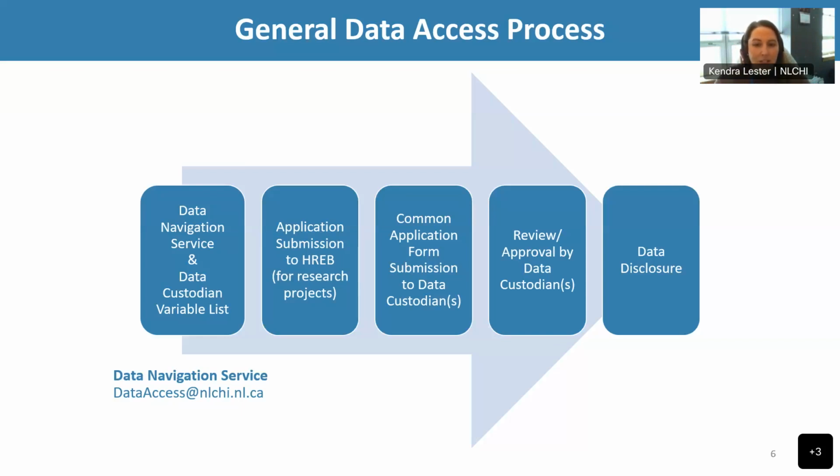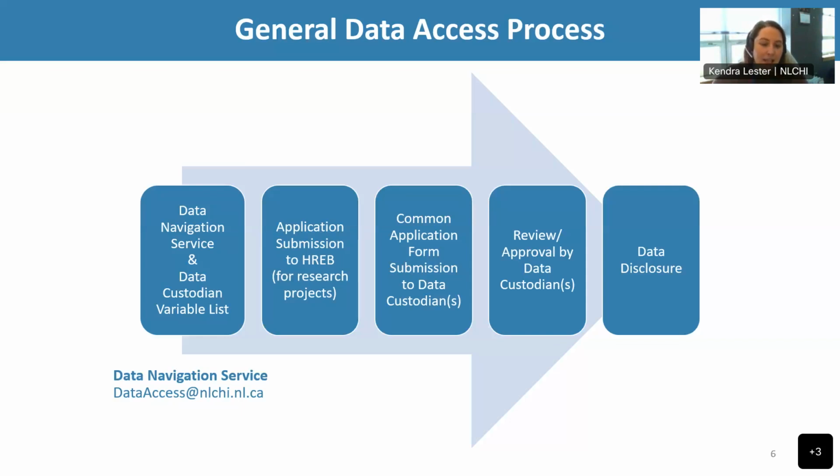So, in an effort to make this a more streamlined process, the Centre for Health Information offers a data navigation service on behalf of the Centre, but also the 4 regional health authorities. The purpose of this service is to help researchers identify what data are available that can help them answer their research questions, as well as who the appropriate custodians of those data sets would be. It's possible that all of the data an individual is requesting could be held by a single custodian, but oftentimes there are multiple custodians involved in a data request.